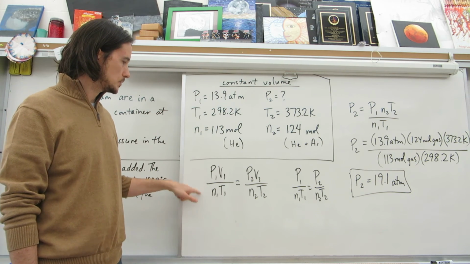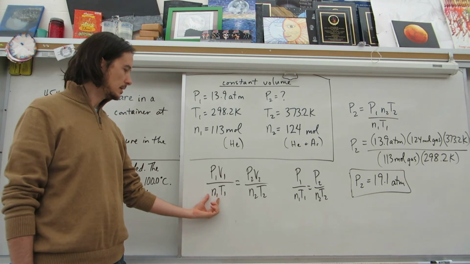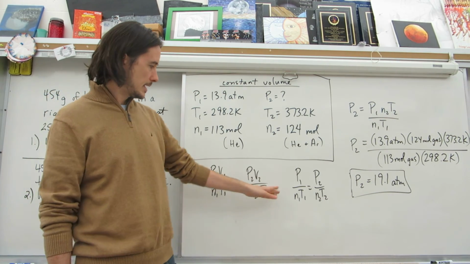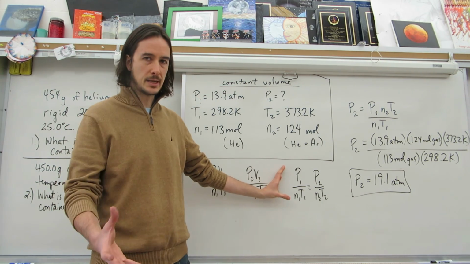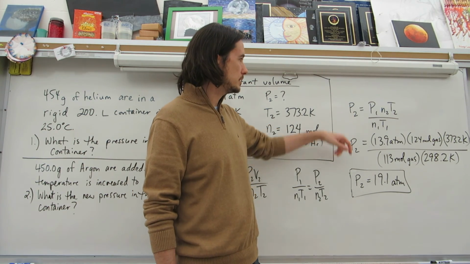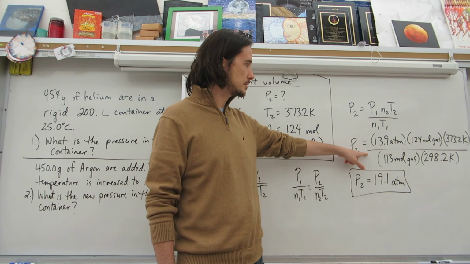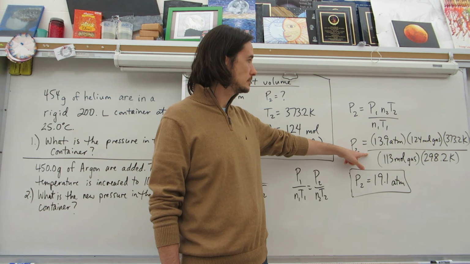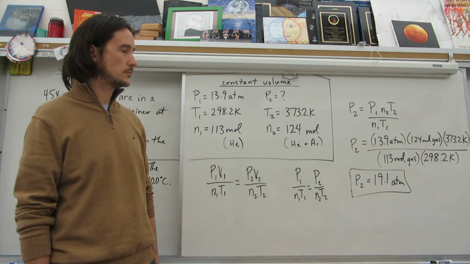So we start with this equality. It's kind of a combined gas law with number of moles here too. And I'm getting rid of volume to make it easier to look at. Volume's constant, and then we rearrange. We get P2 with that. Plug in your values, and we get 19.1 atmospheres for the P2.